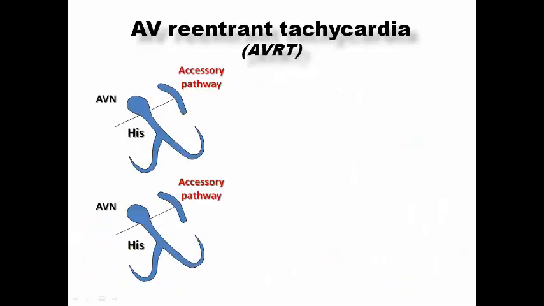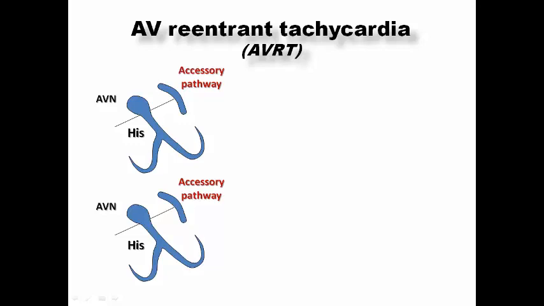Let's move to the other type of SVT, which is AVRT, AV reentrant tachycardia. This patient is characterized by the presence of an accessory pathway. An accessory pathway is, of course, present since birth. It is considered congenital, but it is not a must that he will present during childhood. He may present during childhood, during adolescence, or even in middle age. But usually it presents at a younger age than AVNRT.